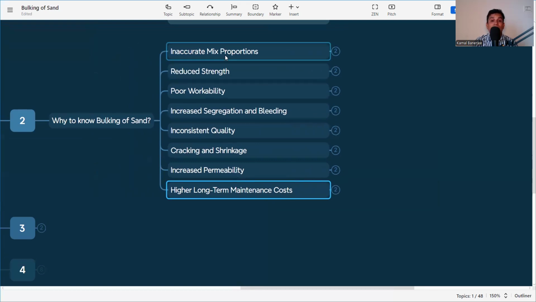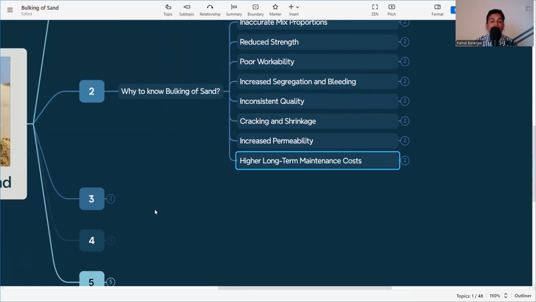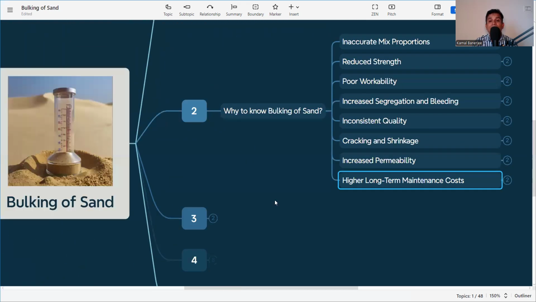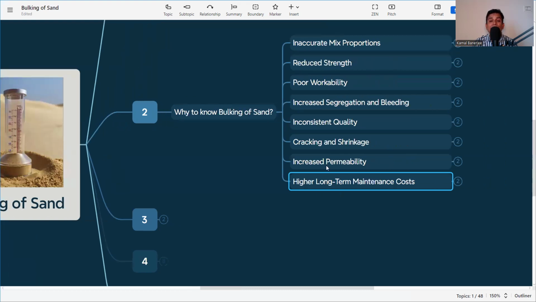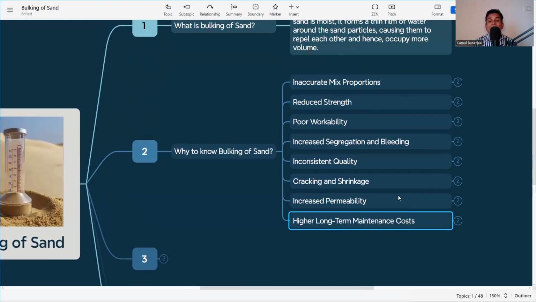That is: inaccurate mix proportion, reduced strength, poor workability, increased segregation and bleeding, inconsistent quality, cracking and shrinkage, increased permeability, and higher long-term maintenance cost. So these are all negative impacts on the project and the cost. So we need to know what the bulking of sand is and how we need to measure it, and accordingly rectify or redefine our mix proportion.